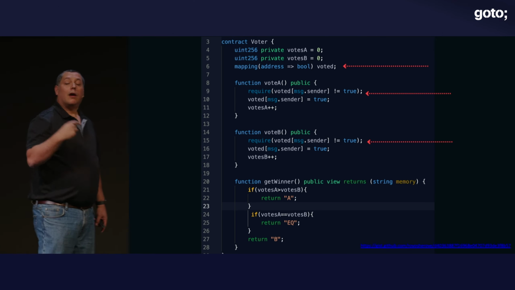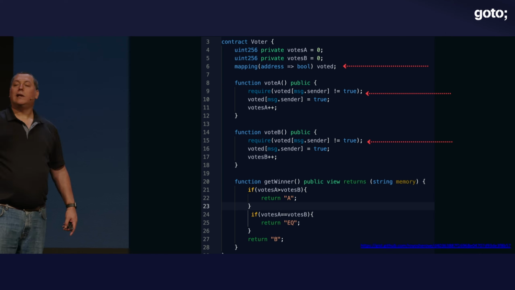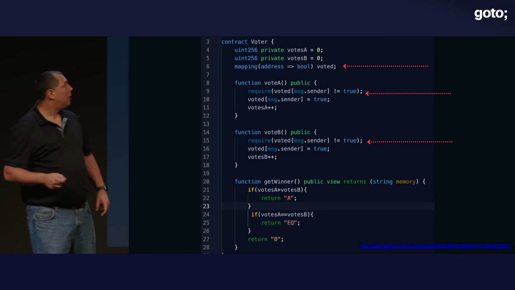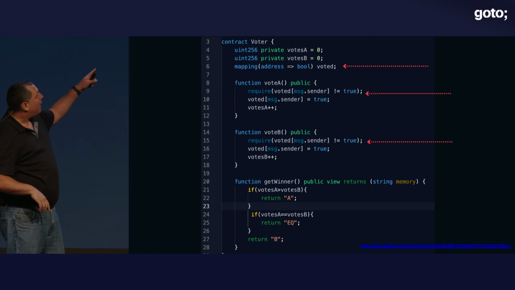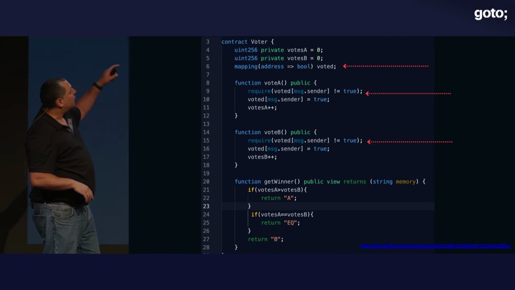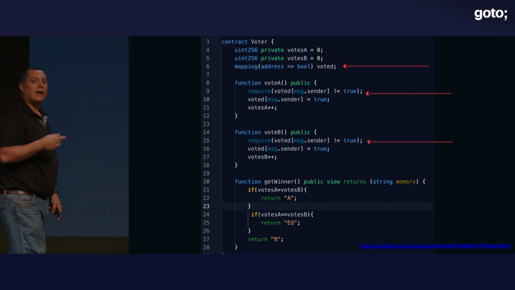We wanted a person or an account to only be able to vote once. Okay, so I can add another require: require that that person, which is message sender, only voted once. How do I do that?